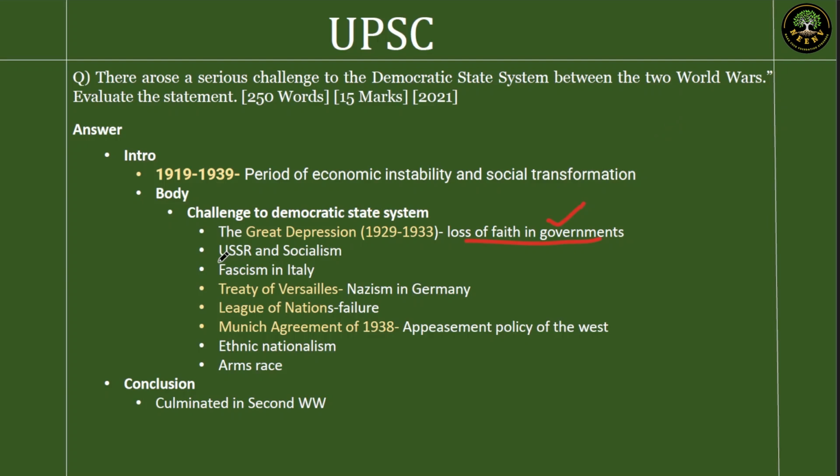Second is the rise of USSR and socialism. Now connected with the question, you have loss of faith in government, which is the existing system, which is democracy in Europe, and socialism is rising. Socialism essentially is an egalitarian idea, but not a democratic idea. The structure of state in socialism is very strong and centralized. It's not democratic. So this is rising from 1917 in Russia or USSR.